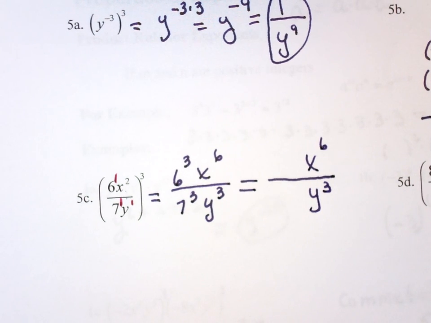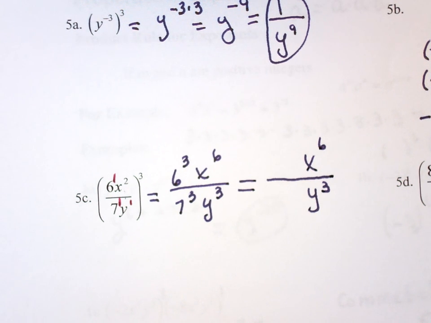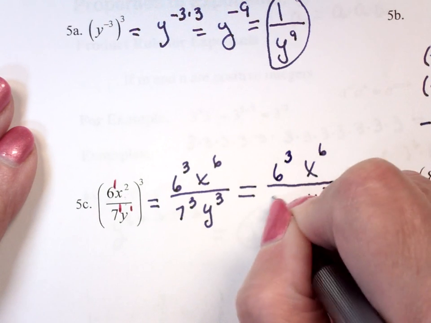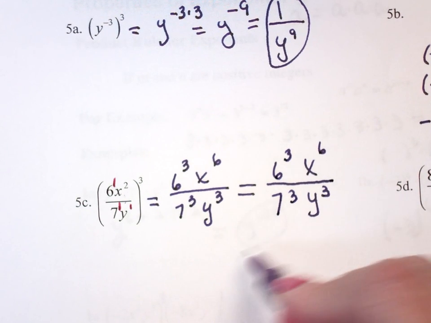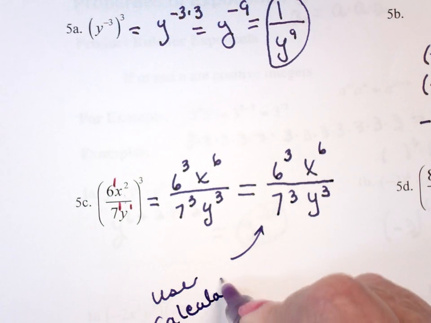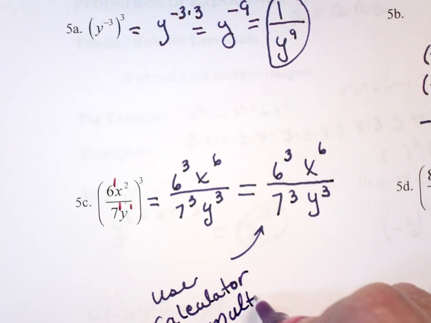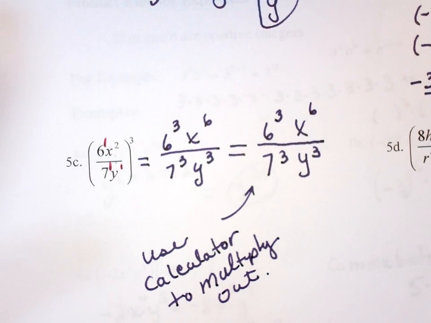This is x to the 6th, y cubed. And now, if I want numbers, I'd have to take my handy-dandy calculator, which I won't do, and multiply them out. So we could say use calculator to multiply out. Or you could do it by hand. I'm too lazy to do it by hand.